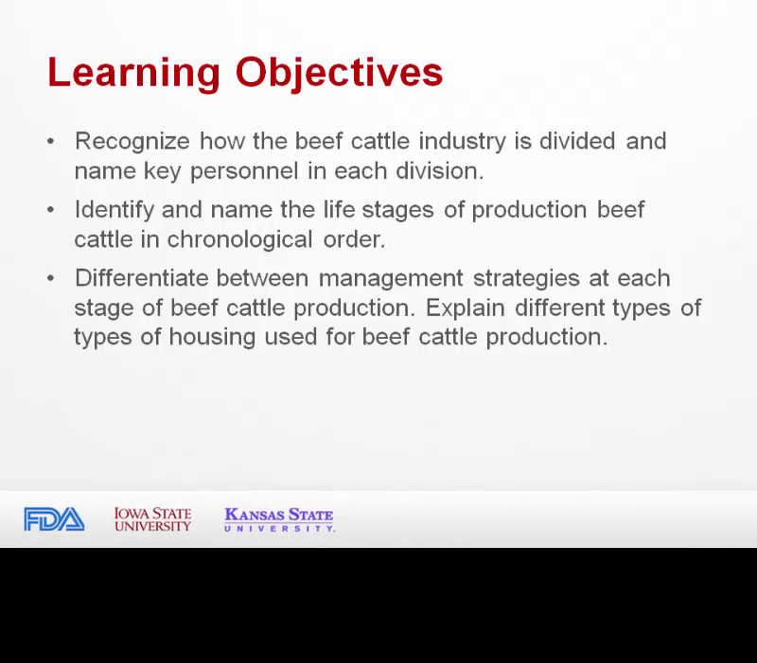The learning objectives pertaining to this presentation are as follows. Recognize how the beef cattle industry is divided and name key personnel in each division. Identify and name the life stages of production beef cattle in chronological order. Differentiate between management strategies at each stage of beef cattle production. Explain different types of houses used for beef cattle production.